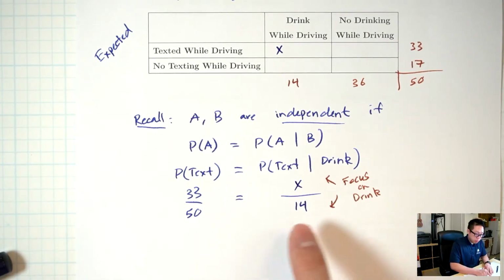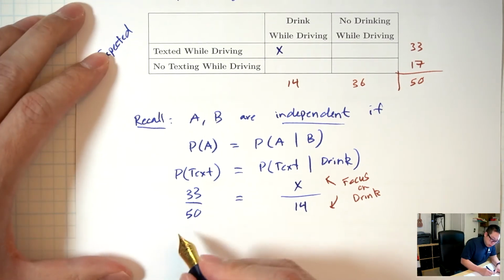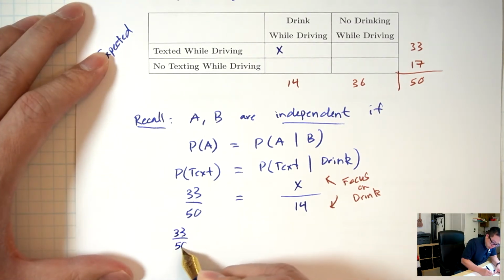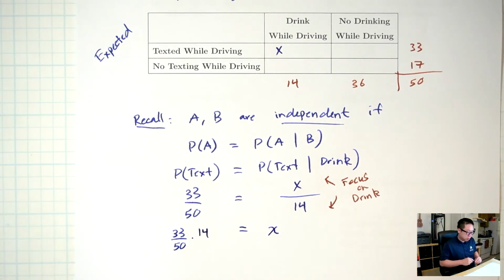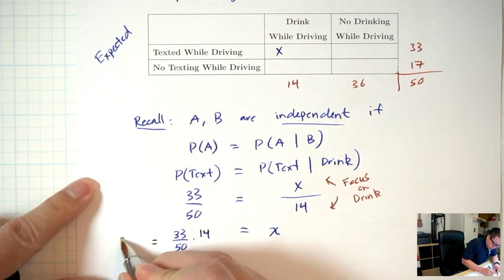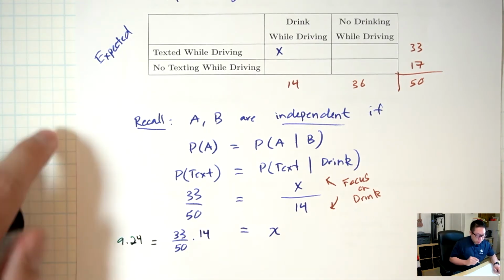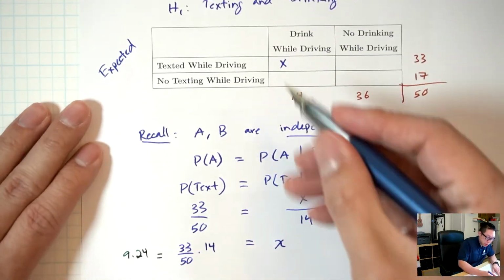So to solve for X, I need to move this 14 over by multiplying it over to the right side. And I'll get 33 over 50 times 14. Let me do that real quick. So 33 over 50 times 14, and I get 9.24. Let me actually write that in green. So what we just found was if texting and drinking are indeed independent, the number that goes here should be 9.24.